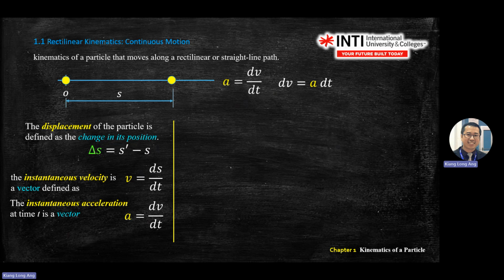Same thing, when you see something dv, something dt, or the d form, you add in the integration. So for velocity as a function of time, you add in the integration form.